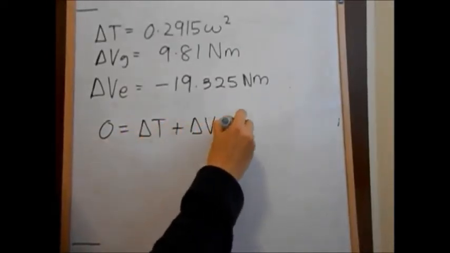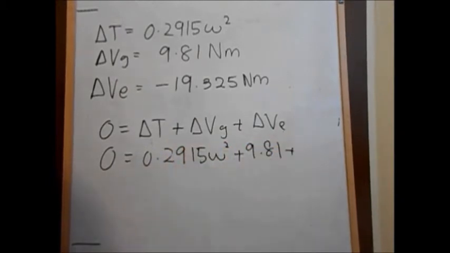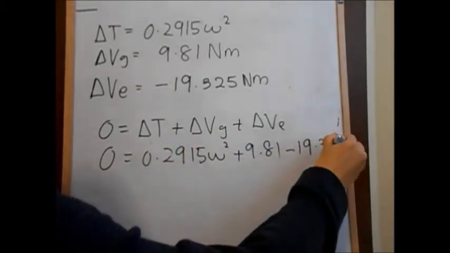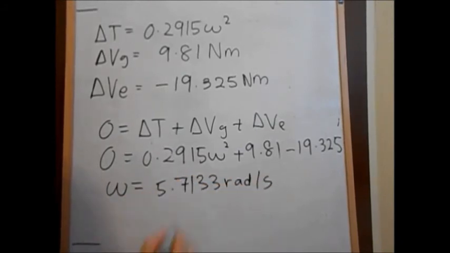And finally, we substitute all of them into our work energy equation to find the omega. And the omega is 5.7133 radian per second. That's it.